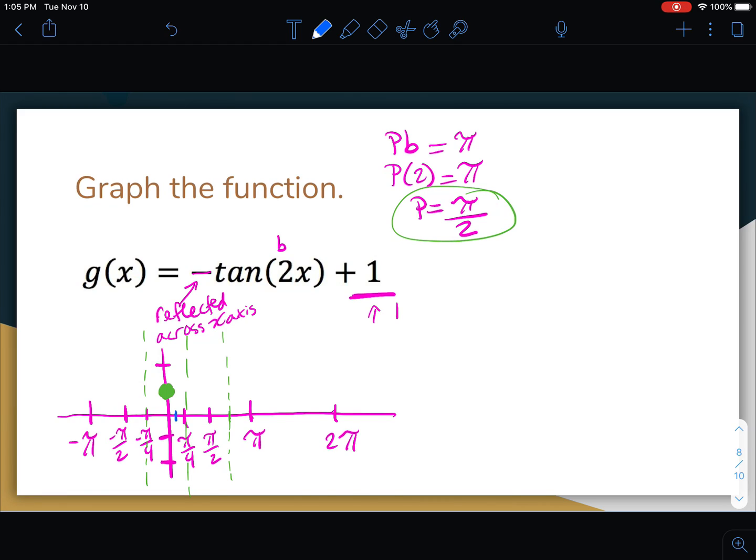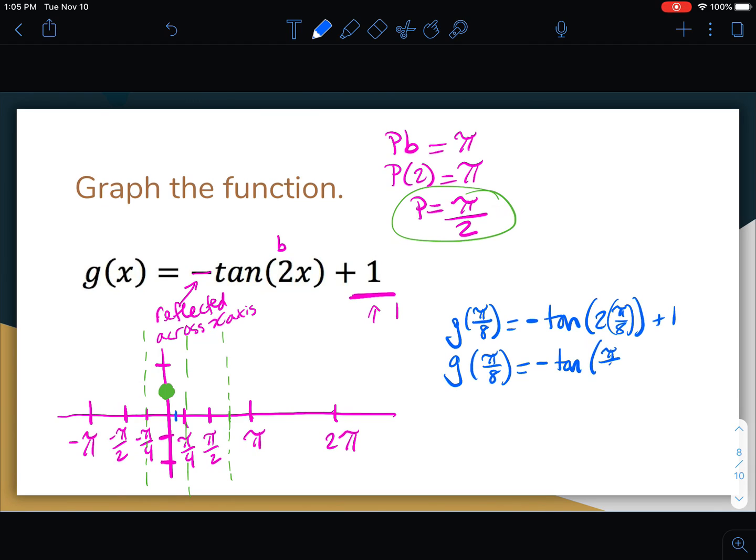Let's think about what is in between 0 and pi over 4. It would be 1/2 of a 4th, which is 1/8. Let's see what happens here. G of 1/8 of pi equals the opposite of tangent of 2 times pi over 8, plus 1. So G of 1/8 pi is the opposite of tangent.